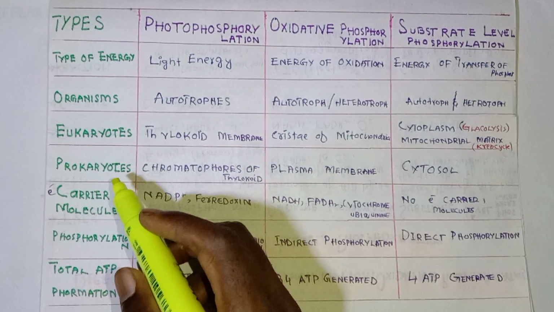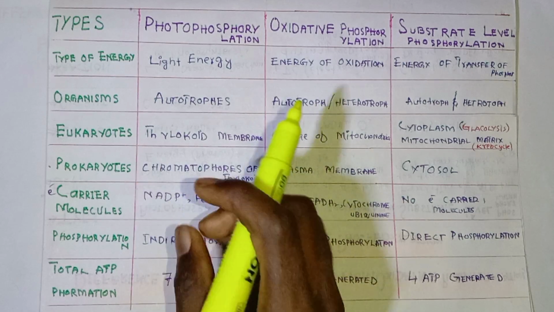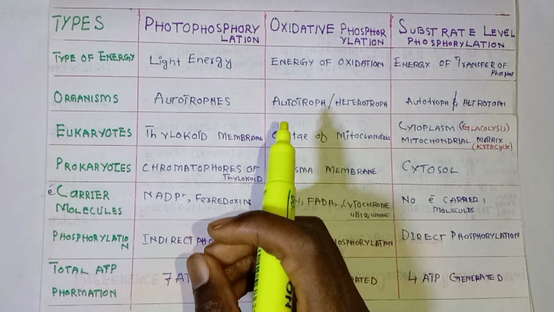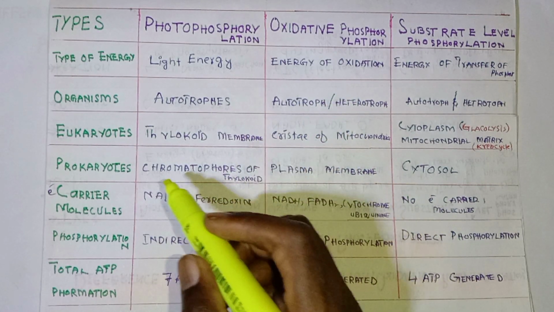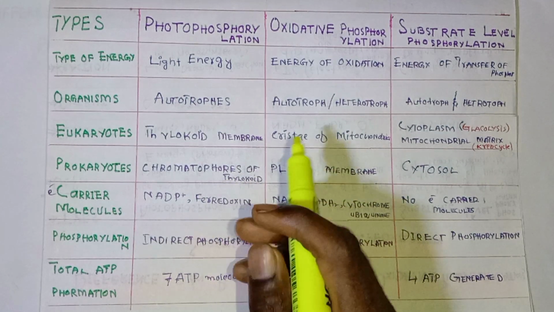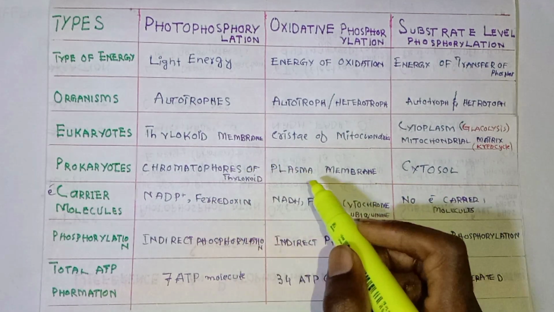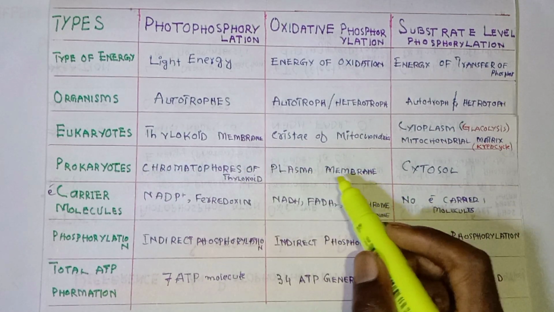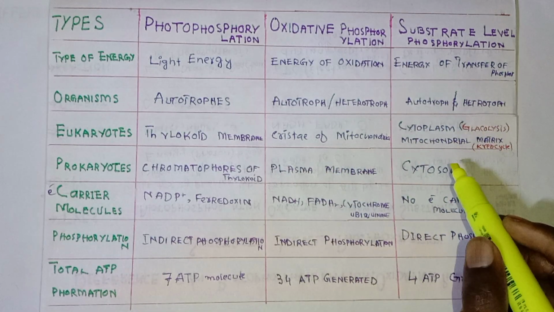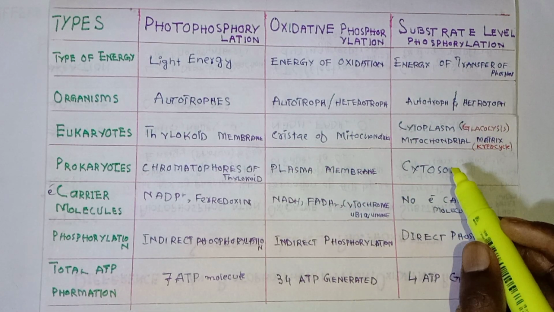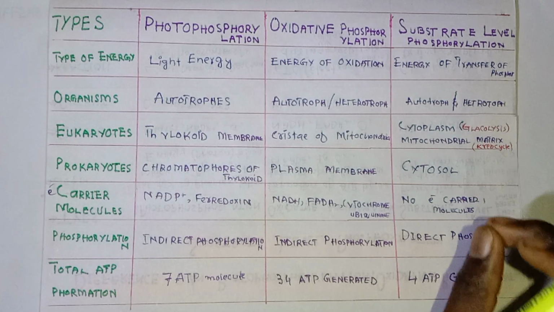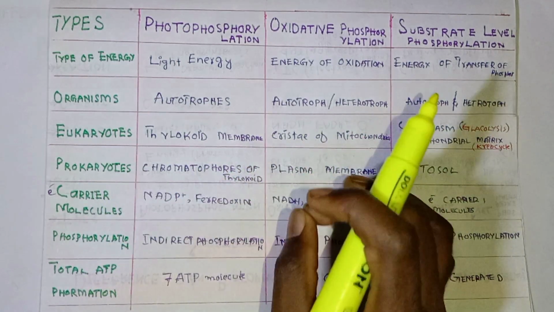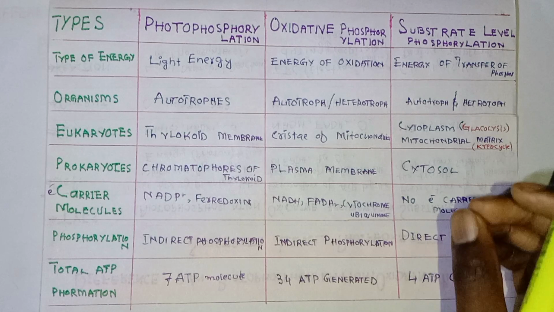And if we talk about prokaryotes, in prokaryotes photophosphorylation occurs in the chromatophores of the thylakoid. Prokaryotes don't possess any complete organelles, so that is why this reaction occurs in the chromatophores of the thylakoid, that is near the membrane. And oxidative phosphorylation occurs in the plasma membrane of prokaryotes. And substrate level phosphorylation occurs in the cytosol of the prokaryote. So in prokaryotic organisms, different types of reactions occur at different places.